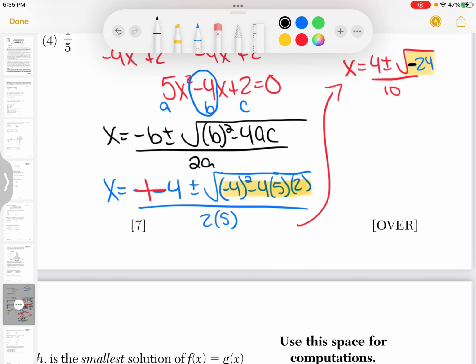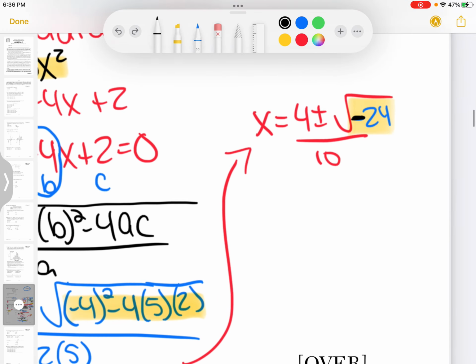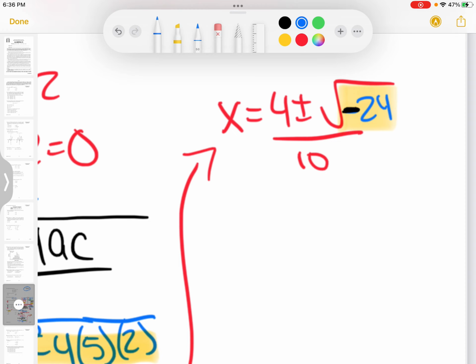Huge indication that we are doing something right, because I did end up with a negative under the square root, and I was supposed to get an i in my answer, so that's a good sign. But I look at my answers, and none of them say the square root of 24. It's because it says simplest a plus bi form. That means I need to simplify this radical.